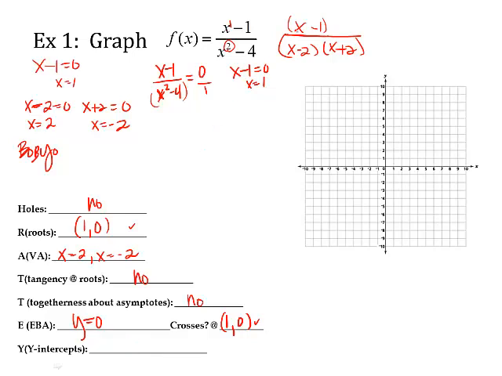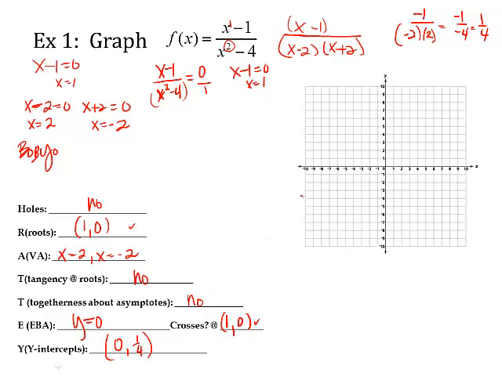Y-intercept, remember you take every x value in the equation and put in a 0. So I have negative 1 on top. 0 minus 2 is a negative 2 times 0 plus 2, which is a positive 2. So I have a negative 1 over negative 4, which is positive 1/4. So my y-intercept is at 0, 1/4.